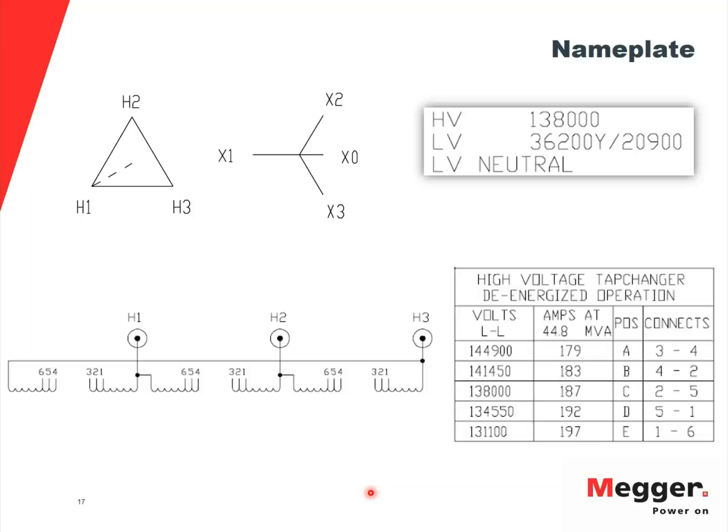In addition to that, I can see that the high side has a de-energized tap changer. It has 5 taps on it, and the nominal is the tap position C, which would give me 138 kV, and I can get different tap positions based upon how the windings are connected internally, and as you can see, it has a different connection on the right-hand side column.